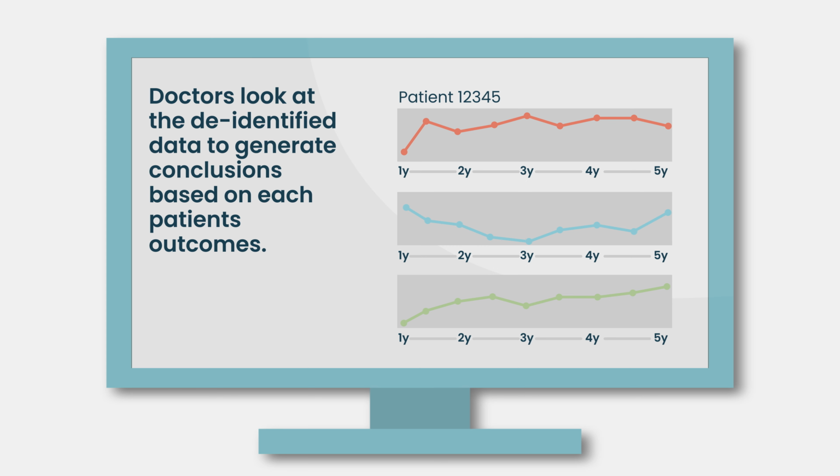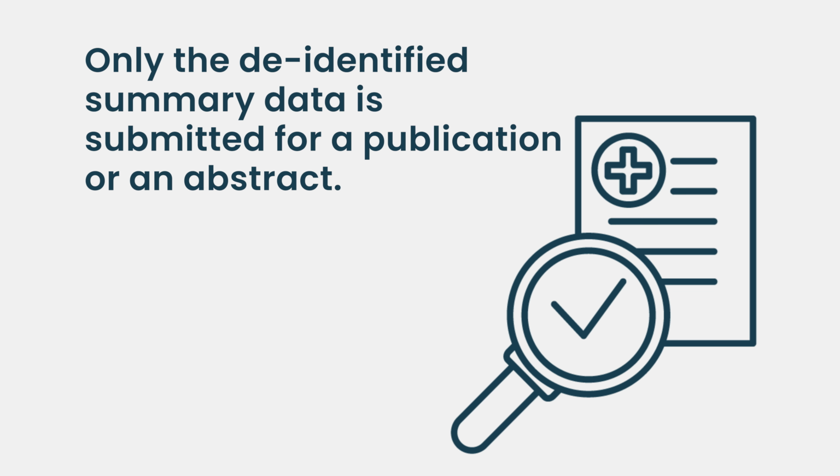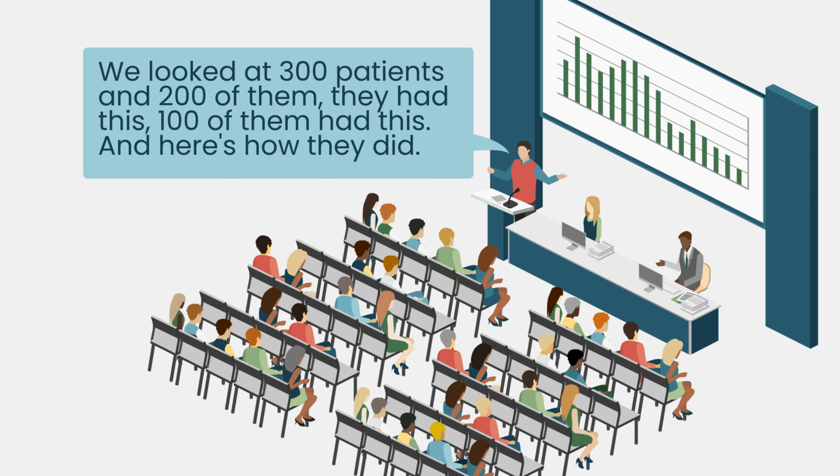And then, in terms of what actually gets submitted or what gets used to generate real world evidence that's submitted for a publication or an abstract, it is only the de-identified summary data. Saying at the end, we looked at 300 patients and 200 of them had this, 100 of them had this, and here's how they did.